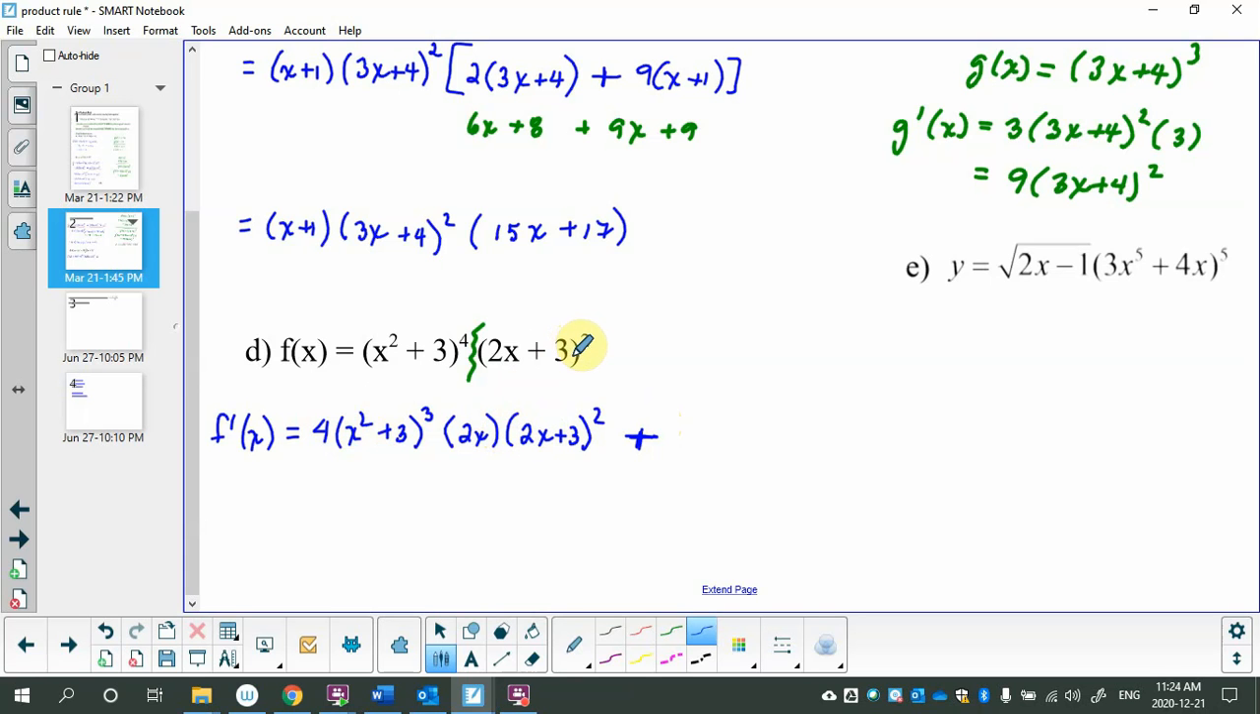So now I have to repeat but backwards. So drop the 2, keep writing, make it a 1 if you want to legitimately write that there. Pretend that the 2 doesn't exist because you've dealt with it, and go inside here and multiply, or take the derivative. So that's 2x plus 3. Now it's 2 plus 0. So 2. And then don't forget to write down the front original.